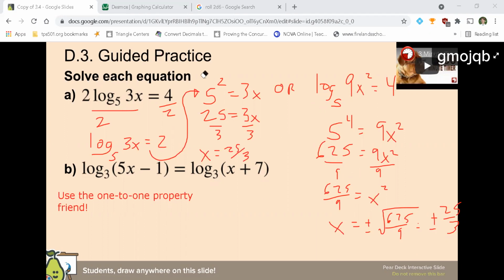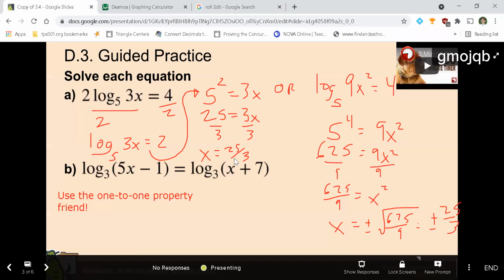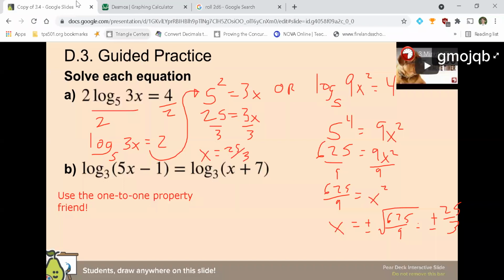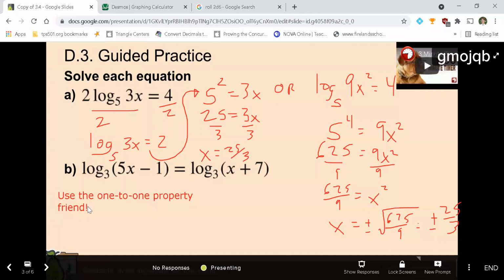Thanks, Jacob. Questions about number 1? Okay, number 2. We're gonna go with lucky person Max. All right, Max. What should we do? It says to use the 1-to-1 property. Fred, what the heck is that? Okay.